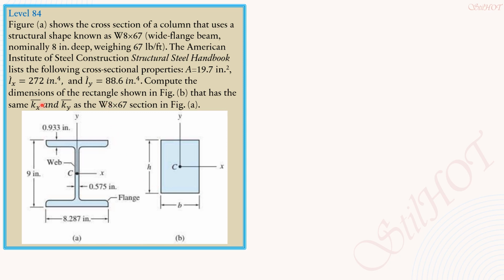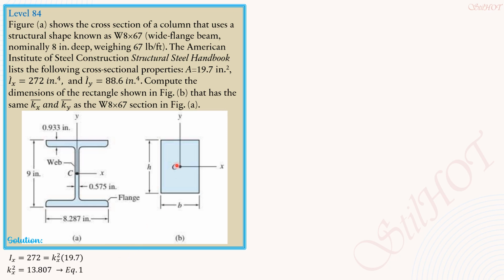So for the relationship between moment of inertia and radius of gyration for our solution, I bar x is equal to radius of gyration, k barred x squared, times area. So that's the relationship. 272 equals kx squared times area, which is 19.7. So therefore, kx squared is equal to 13.807 inches squared.